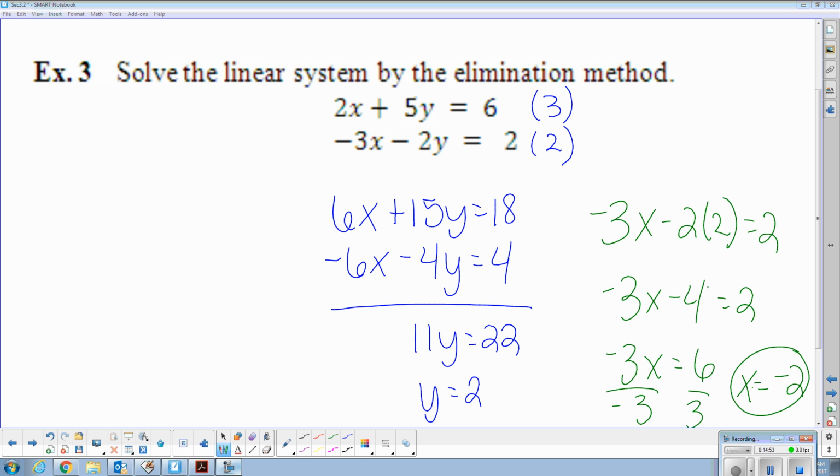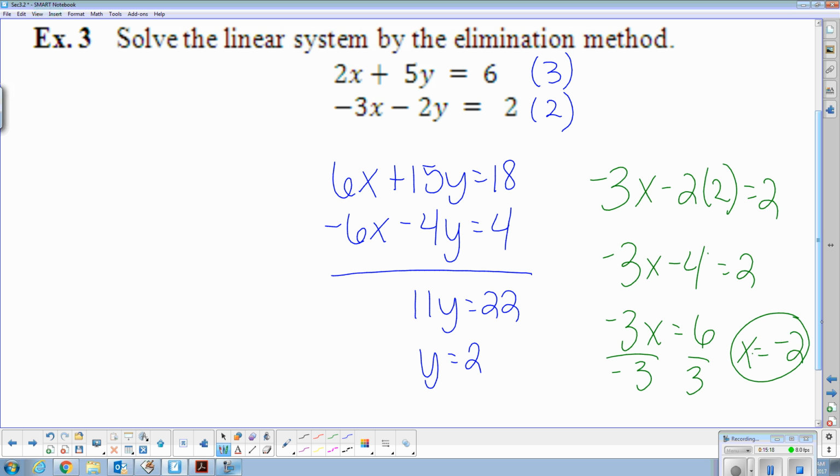If you were eliminating y, did anybody eliminate y? Okay, well you could have, and if you did, you would have multiplied each term in the first equation by 2 and each term in the second equation by 5. So if you eliminated x and you solved for y, you got 11y equals 22, y equals 2.